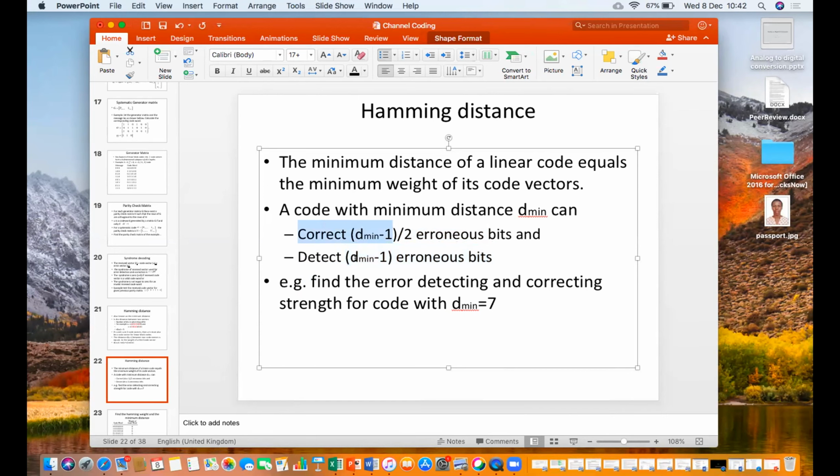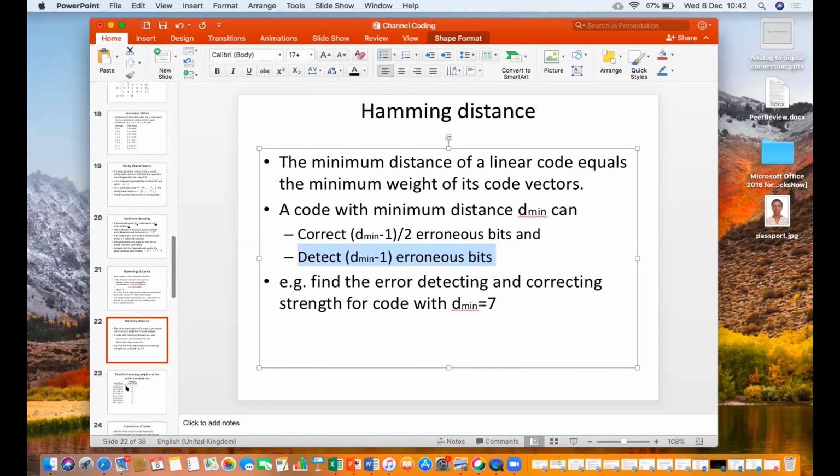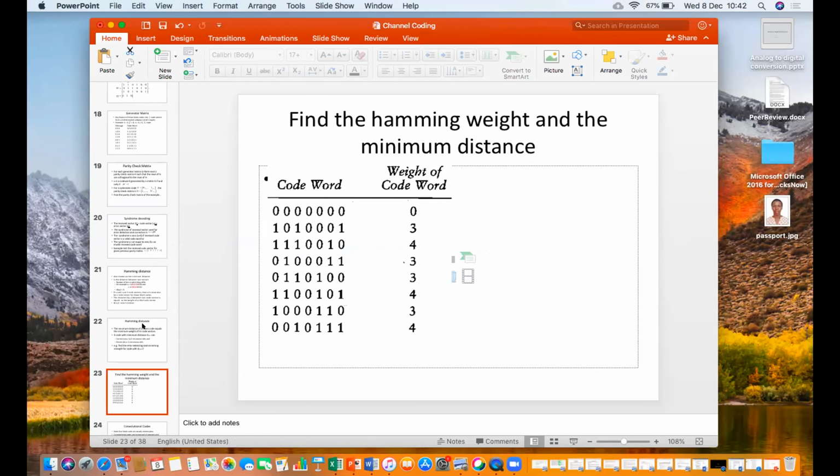So if your d min, for instance, was five, it means that you can detect how many errors? You can detect that there are four errors. However, you can only correct two errors. If your d min is seven, it means you can detect six errors, but you can only correct three errors.